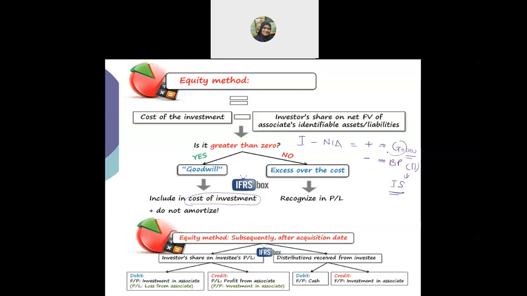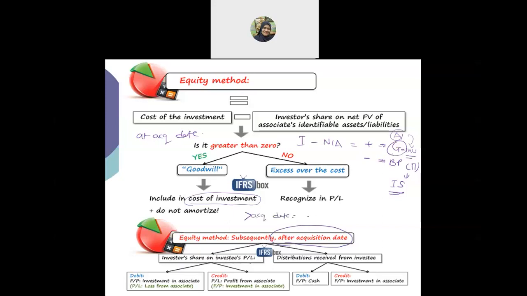That goodwill is not goodwill as an asset, but this goodwill we're going to record in the investment itself, and then we don't need to amortize that one. Okay, subsequently, this one is at the acquisition date. And then subsequently after the acquisition date, the investor shares in the investee's profit or loss.